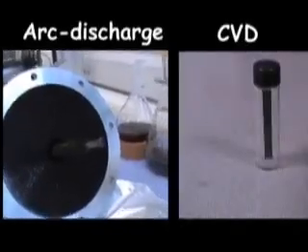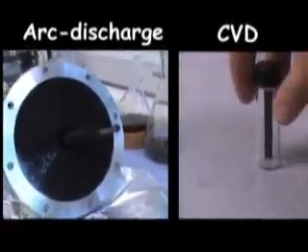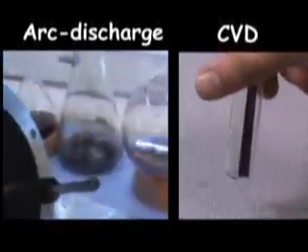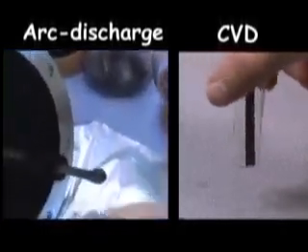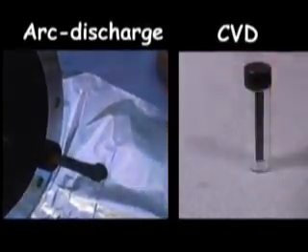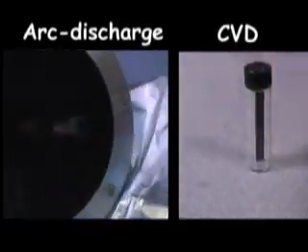We have seen how nanotubes produced by arc discharge are deposited on the cathode, but nanotubes produced by CVD, or chemical vapor deposition, can be obtained on a base. In this video we use electron microscopy to show how different those samples are at high magnification. But first let's look at them with the naked eye.